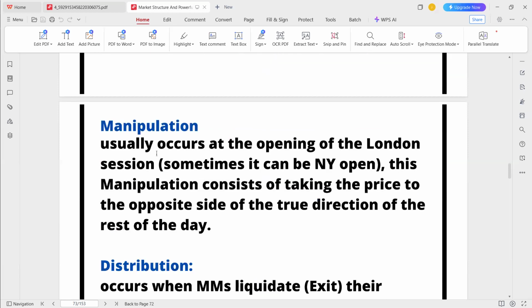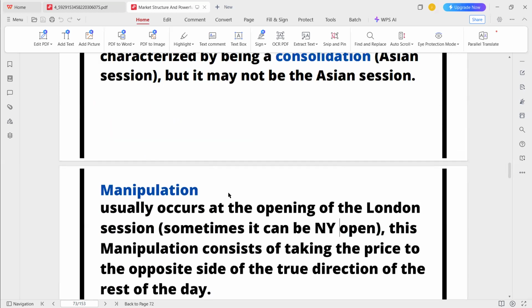Then manipulation usually occurs at the opening of the London session. Sometimes it can also happen in New York, on the New York Open. This manipulation consists of taking the price to the opposite side of the true direction of the rest of the day. Sometimes, let me rather put it this way. The common statement is, when you are trading, let me put it this way.